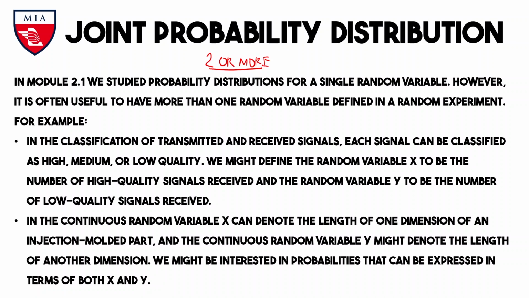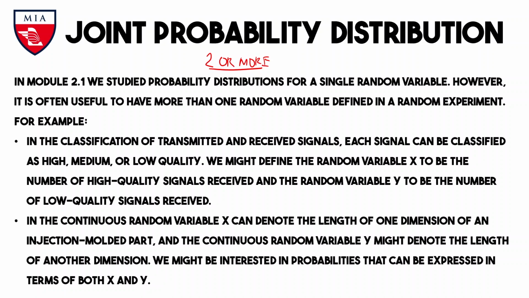For example, in the classification of transmitted and received signals, each signal can be classified as high, medium, or low quality. We might define the random variable x to be the number of high quality signals received and the random variable y to be the number of low quality signals received.